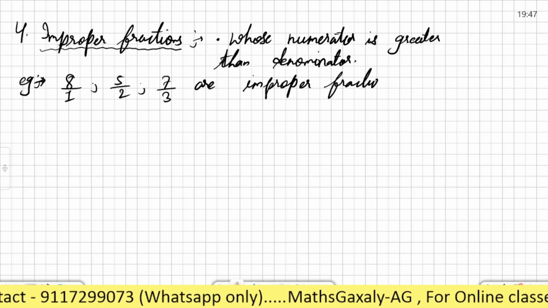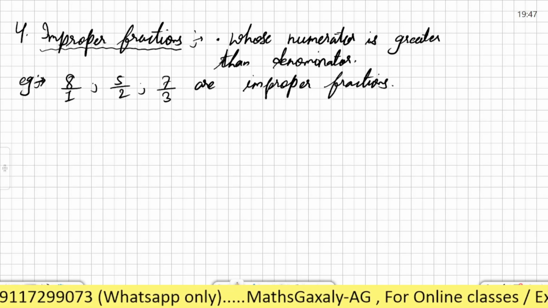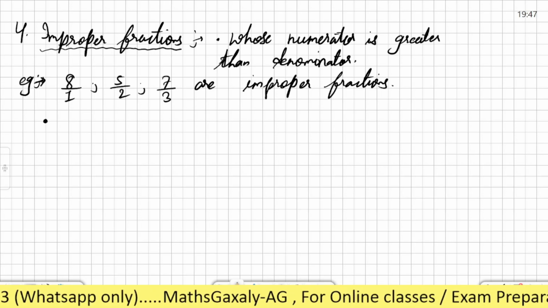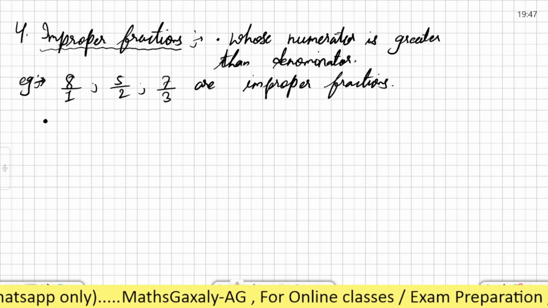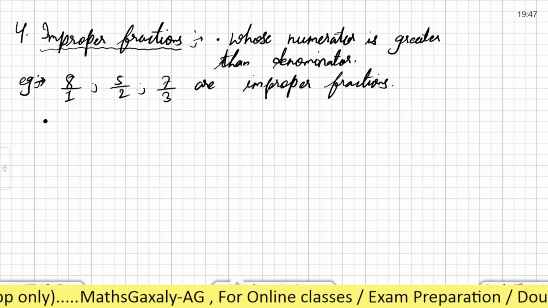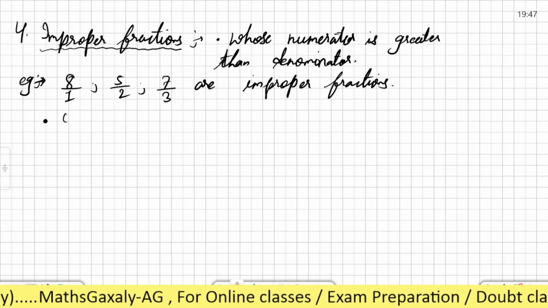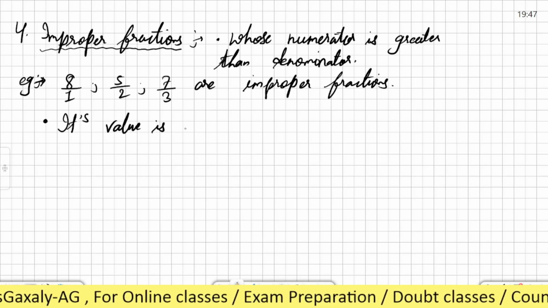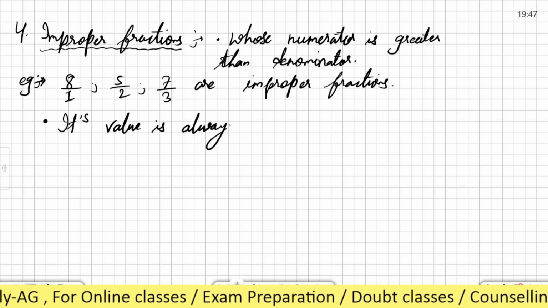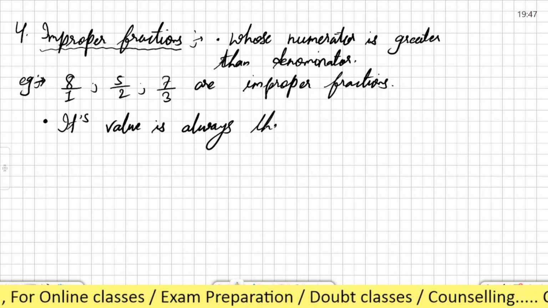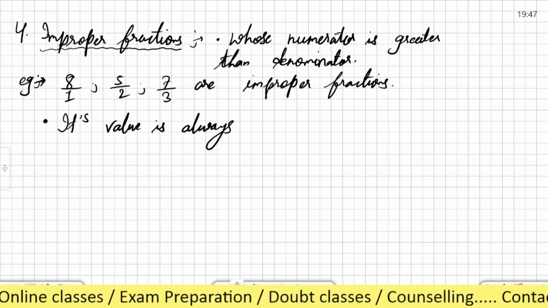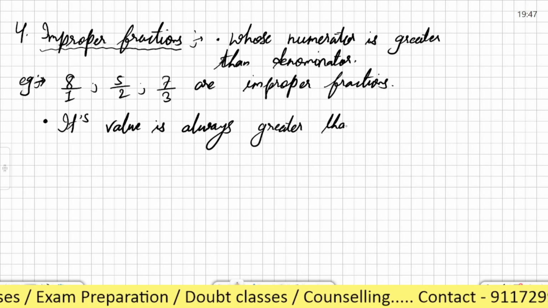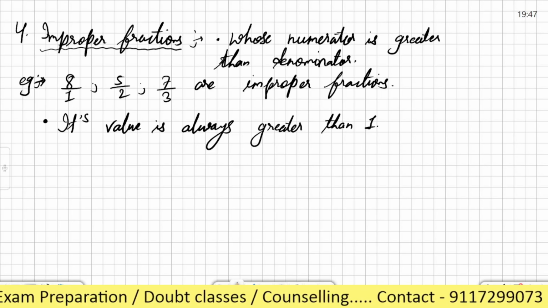Proper fraction. Okay. So when you find the value of these fractions, the value of an improper fraction is always greater than 1. Okay, is it clear? So here we can say that its value is always greater than 1. Do you want the explanation for it?